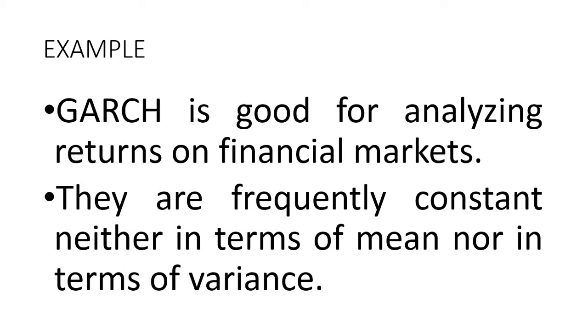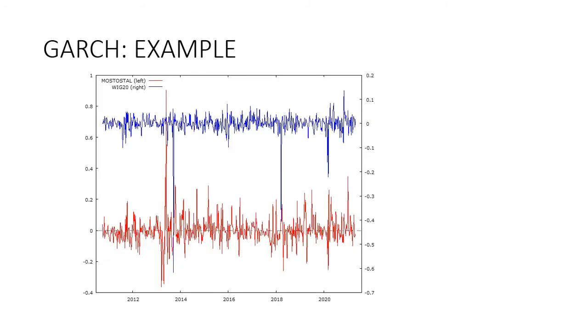Let us consider this example. On this graph, you can find two time series. The red line stands for weekly returns on Mostostal. Mostostal is one of the firms listed on Warsaw Stock Exchange, and weekly returns were calculated as the percentage difference between close prices of weekly frequency. And WIG20 is an index, which consists of top 20 firms listed on Warsaw Stock Exchange. WIG20 returns were calculated in the same way, as the percentage change in weekly prices.